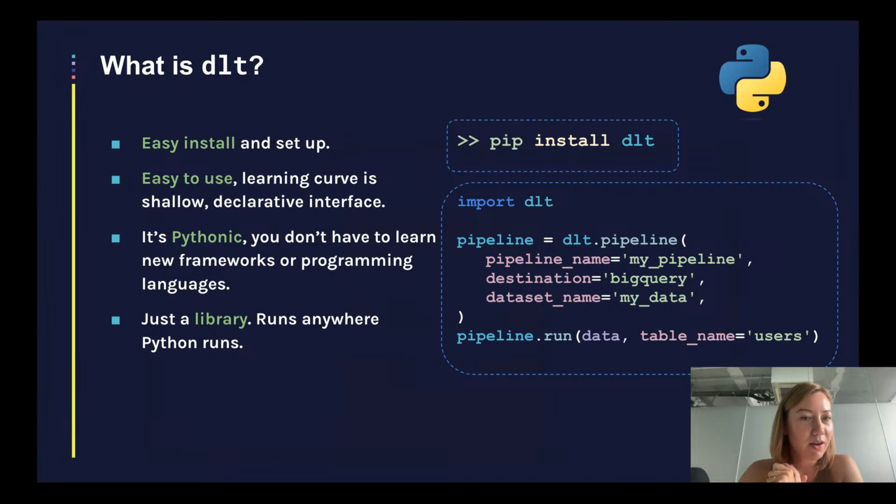Also, DLT is easy to install and set up. You just install it with pip install. It's easy to use. The learning curve is shallow. The interface is declarative. It's Pythonic. You don't have to learn new frameworks or programming languages. So it's not a framework. It's not a platform. It's not a new language. It's just good old Python. Also, it's just a library, so it means it runs anywhere Python runs.